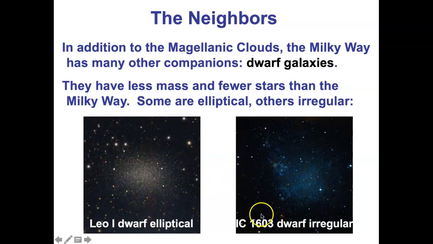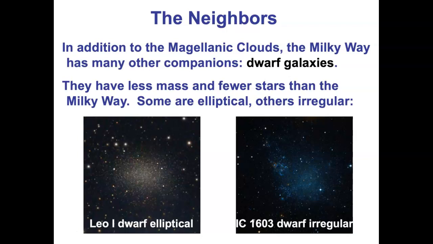IC 1603 here is another dwarf irregular. Again, look at the populations of stars. What color do you notice mostly in Leo 1? It's more yellowish, right? The stars in Leo 1 are orange and yellow. Younger or older? It's going to be an older population.